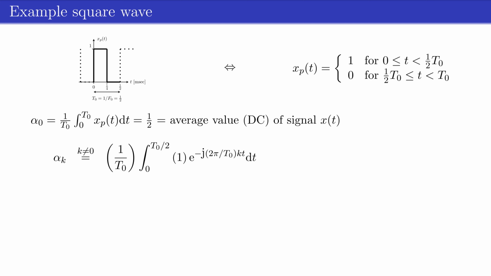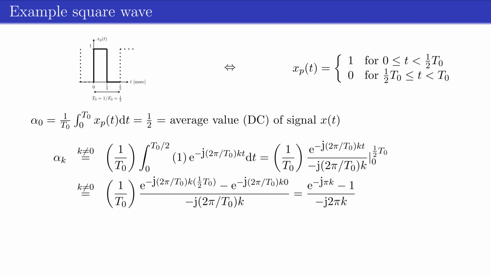This implies that we have to multiply the integral variable t by the constant minus j 2 pi divided by t0 multiplied by k. When multiplying with a constant, we also have to divide by the same constant. By doing so, we obtain the exponent divided by the constant minus j 2 pi divided by t0 over k, and normalized by t0, which has to be evaluated in between the boundaries 0 and t0 over 2.